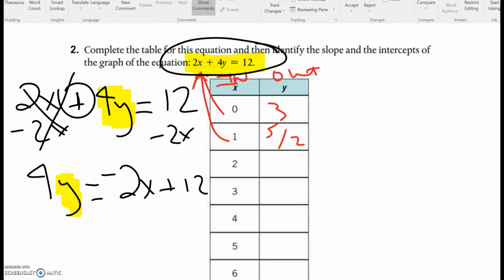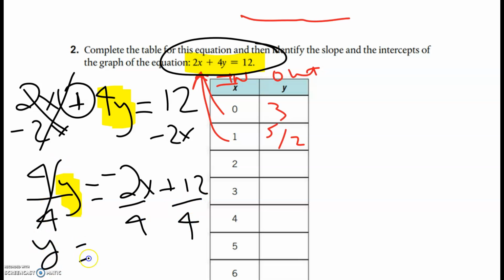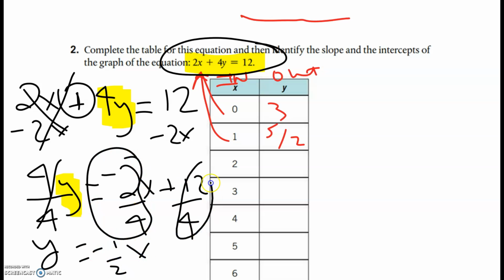Sorry, this is kind of slow using my finger here. So to get rid of multiplying by 4, I would divide by 4. And again, I'm going to divide everything by 4. You can't just pick and choose what you want to divide by 4. This is a negative 1/2. And then 12 divided by 4 is 3.